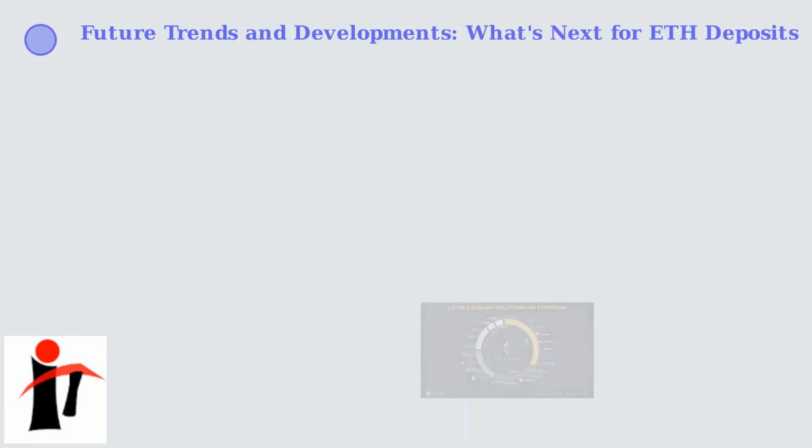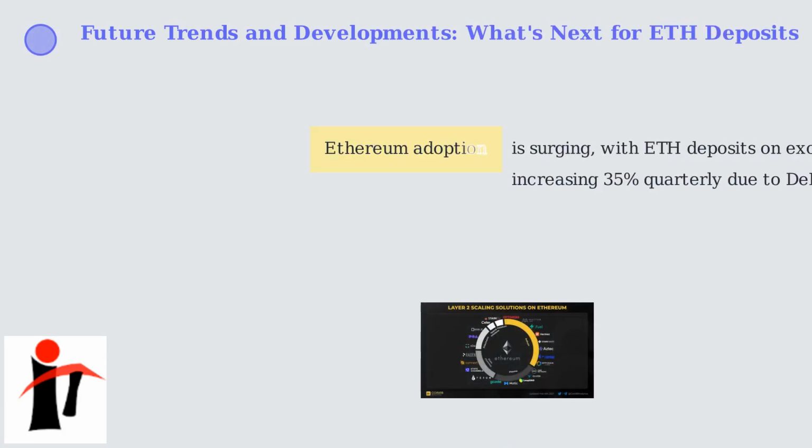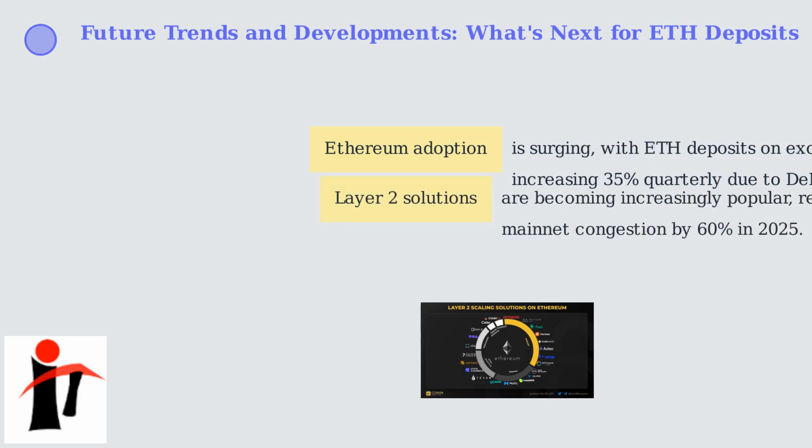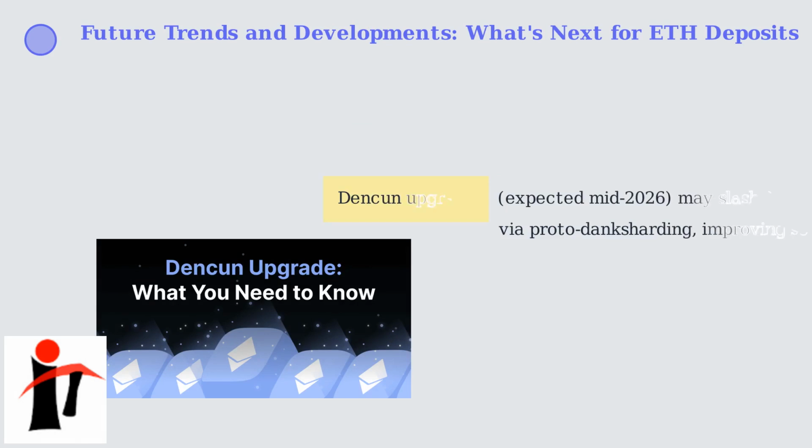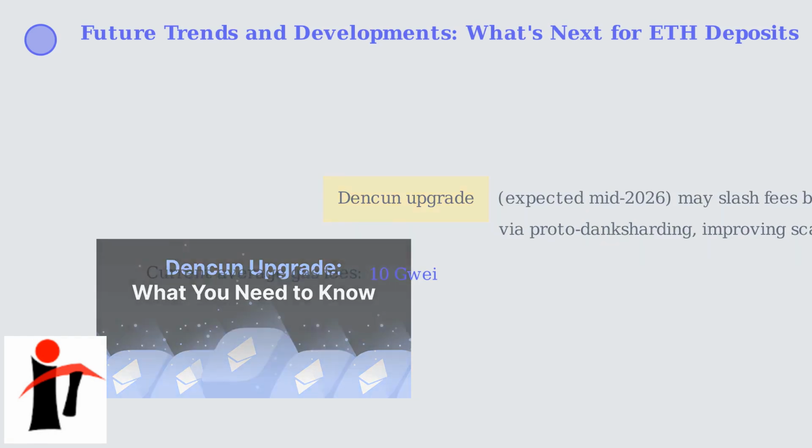Ethereum's adoption is surging, with ETH deposits on exchanges increasing 35% quarterly due to DeFi and NFT booms. Layer 2 solutions are becoming increasingly popular, reducing mainnet congestion by 60% in 2025. The upcoming Denkin upgrade, expected mid-2026, may slash fees by 90% via proto-danksharding, improving scalability. Current average gas fees are around 100 GWE, but this could drop significantly.